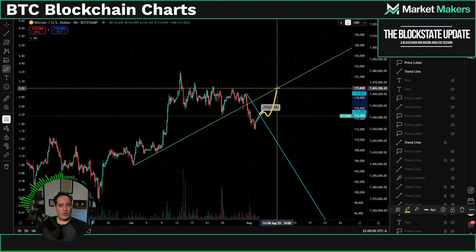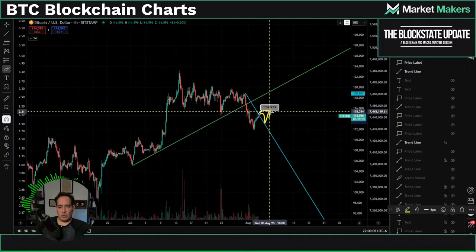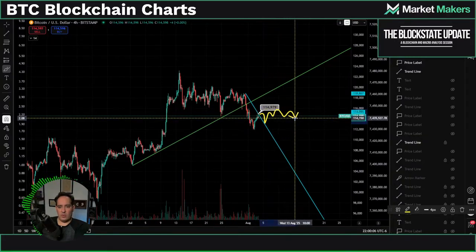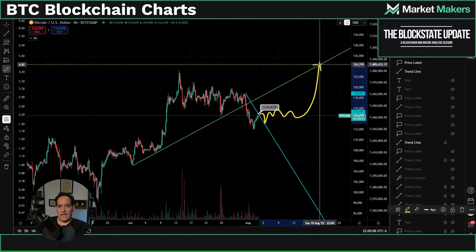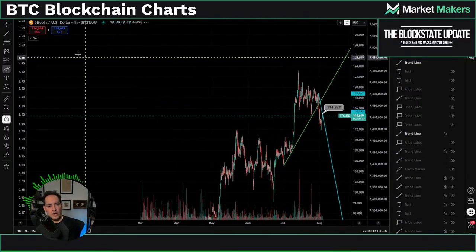So the best thing that Bitcoin can do at this point is just go down here, have a little bit of a bounce, then go sideways for a few days, cool off a little bit more, then have that rally and go all the way over here. That's the only way we're going to be making a new all-time high. But it's going to take us some time.